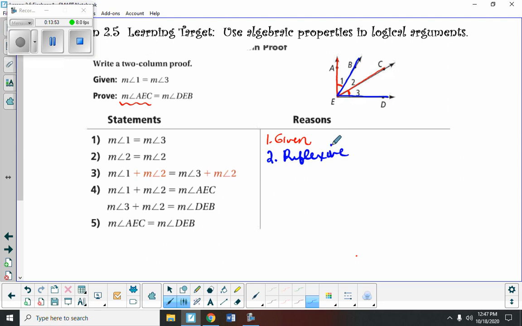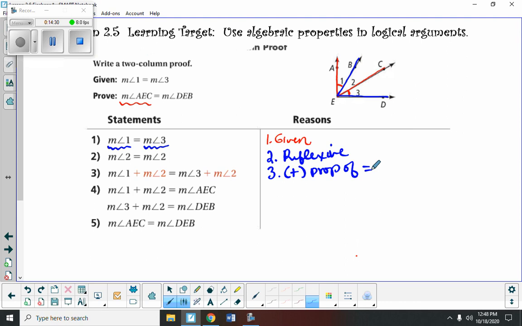So now we're going to go back to this. We know that the measure of angle 1 is equal to the measure of angle 3. That was given to us. So remember that you can add something to both sides as long as it's an equal amount. And that's what we did. We added measure of angle 2 to measure angle 1. We added measure of angle 2 to measure of angle 3. So in that next step, we just added. So that's the addition. Oh, let me go back and change that. The addition property of equality.